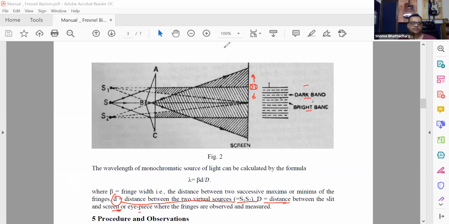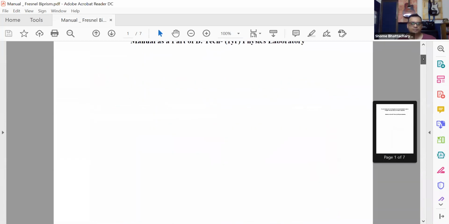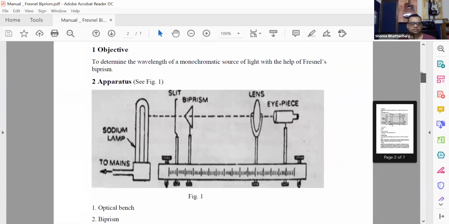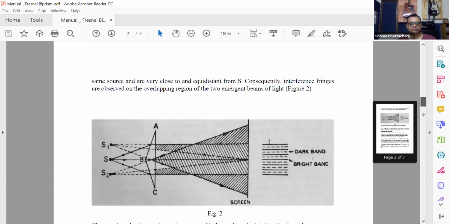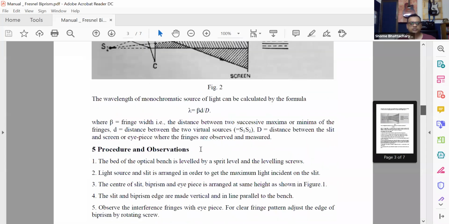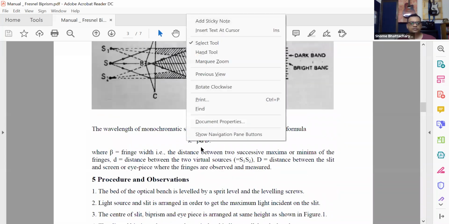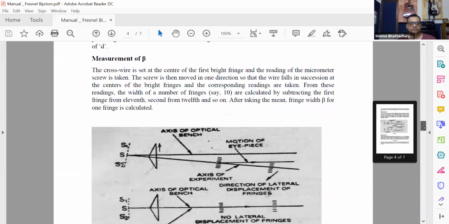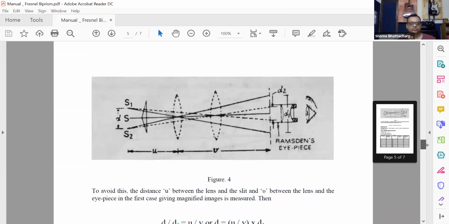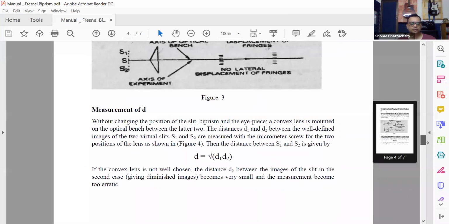The purpose of the experiment, when you do it at the BTech level, will be to basically find out the value of lambda. So the objective of the experiment is to determine the wavelength of the monochromatic source. Everything else has to be measured from the experiment. So coming back to that formula, here you have to find out the value of lambda from measurement of these things. So how do we measure the fringe width? There are some additional things which I won't get into here.